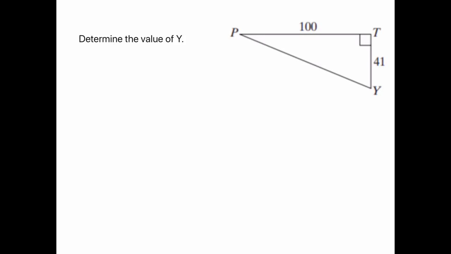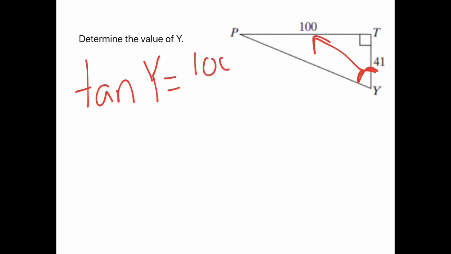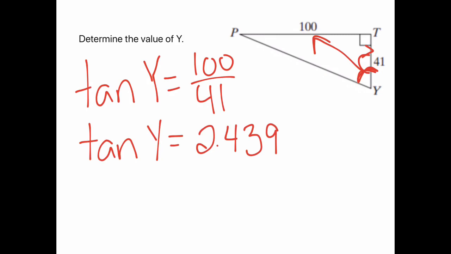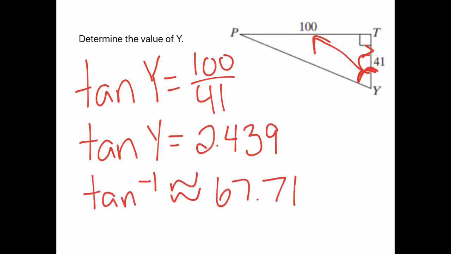And here our last question is for an inverse of tangent, because they're actually asking you for the angle itself, for angle Y. So the tangent of angle Y is going to equal the opposite, in this case 100, over the adjacent, in this case 41. When you do the division, you get the tangent of Y is 2.439. Then you hit the second function, an inverse of tangent, or the tan negative 1, and you get approximately 67.71. So angle Y is approximately 67.7 degrees.